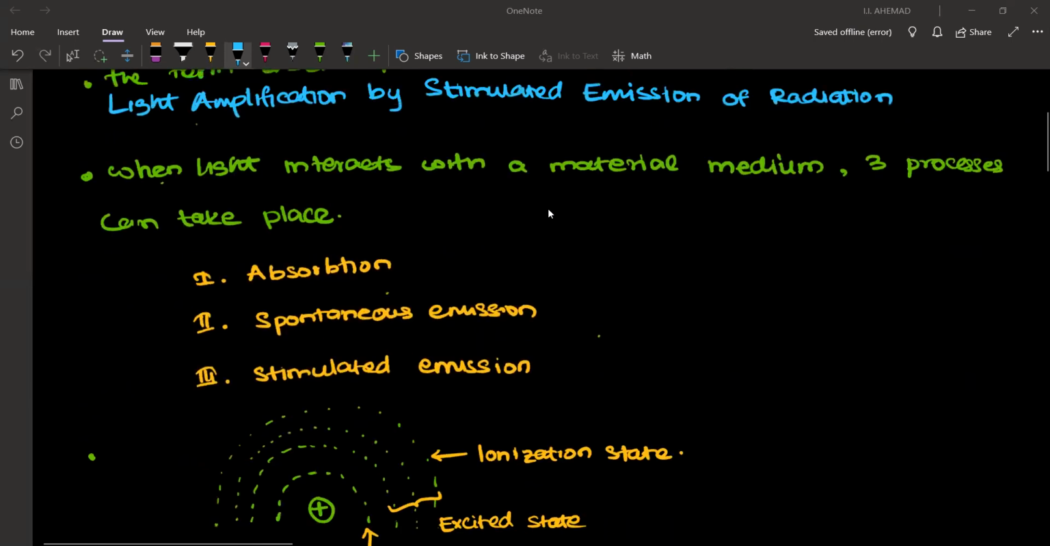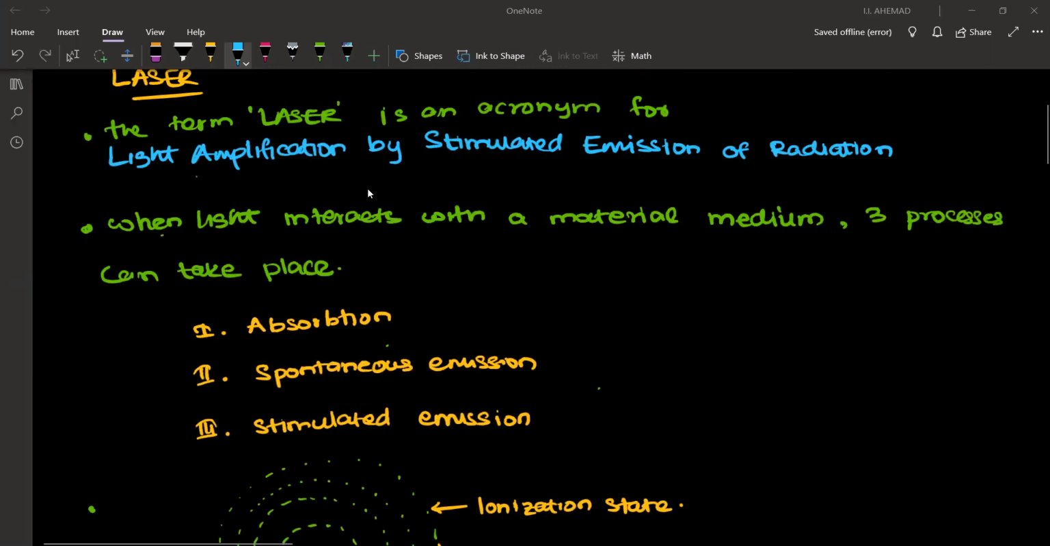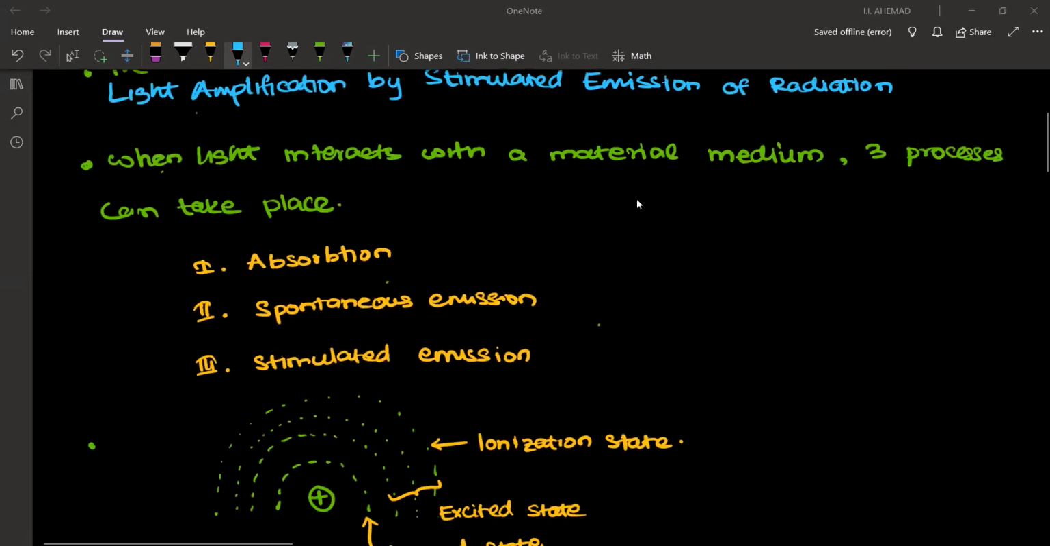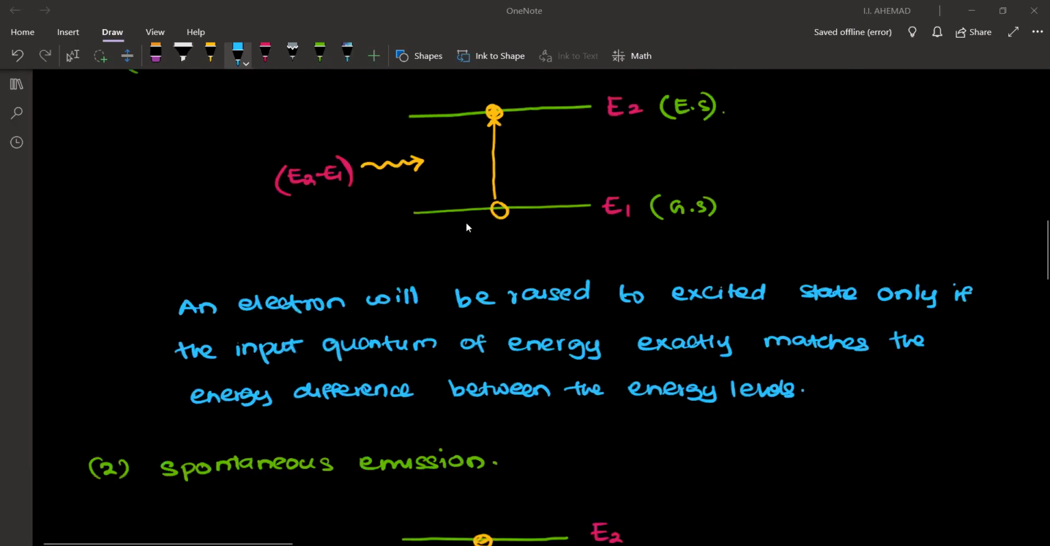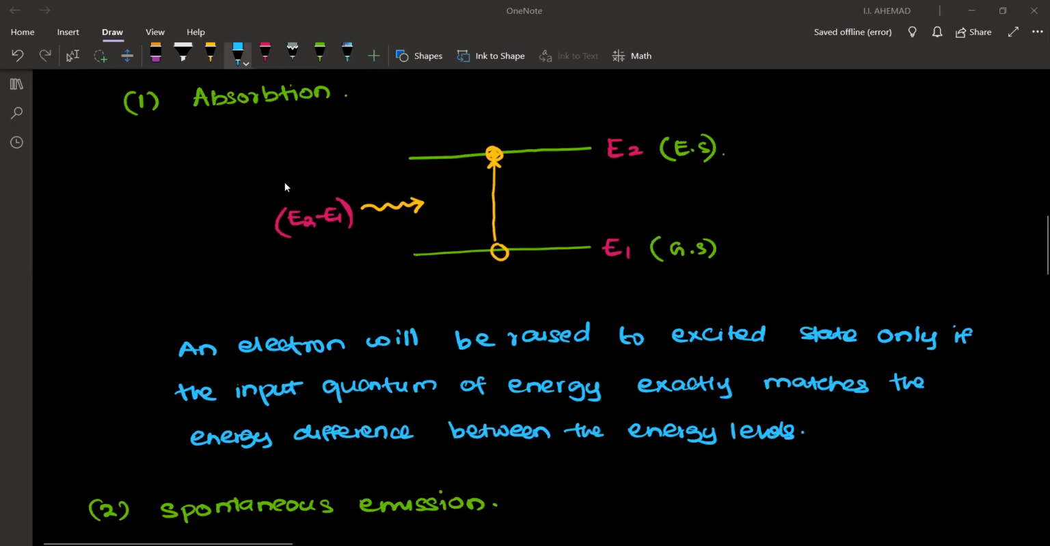I'll go through what LASER is. LASER is light amplification by stimulated emission of radiation. So here, when light interacts with a material medium, three things can occur: absorption, spontaneous emission, and stimulated emission. We know what absorption is. Absorption is when an electron absorbs energy that matches exactly the difference between these two levels. If it matches, it will absorb that energy and get excited. If it is greater or lesser, then it is not going to absorb this photon at all. It doesn't absorb partial photons. It will only absorb a complete photon.